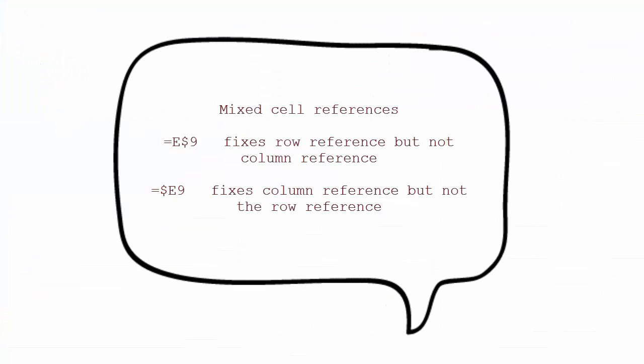It is also possible to use a so-called mixed cell reference. For example, we can put a $ sign before the row number but not before the column letter. That will fix the row reference but not the column reference. Similarly, we can put a $ sign before the column letter but not before the row number. That will fix the column reference but not the row reference.